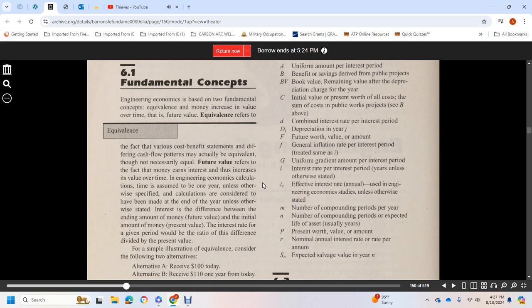In engineering economic calculations, time is assumed to be 1 year unless otherwise specified, and cash flows are considered to occur at the end of the year unless otherwise stated. Interest is the difference between the ending amount of money, the future value, and the initial amount of money, the present value. The interest rate for a given period is the ratio of that difference divided by the present value.